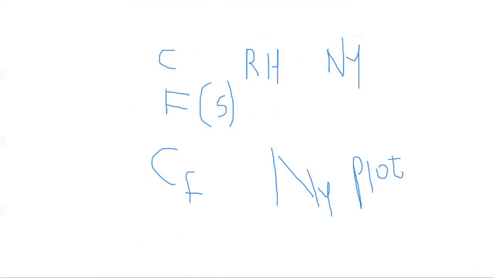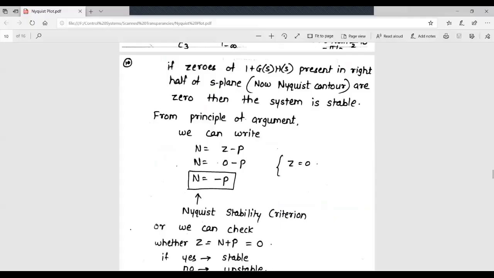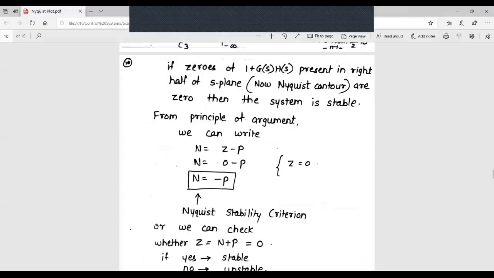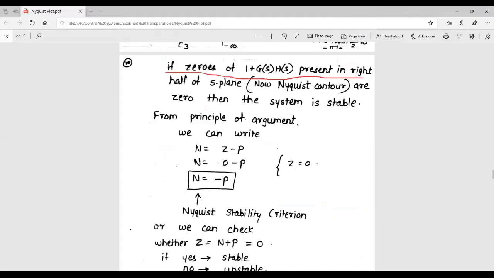We have contour C in the S-plane, which we assume to be the right half of the S-plane, a semicircular area, that will be called the Nyquist contour. F of S is nothing but 1 plus GSHS, and CF, that is the mapped contour in the f of S-plane, is nothing but our Nyquist plot. Okay, now let us come back to the Nyquist criteria. So if the number of zeros of 1 plus GSHS present in the right half of the S-plane, the Nyquist contour, are 0, then the system is stable.